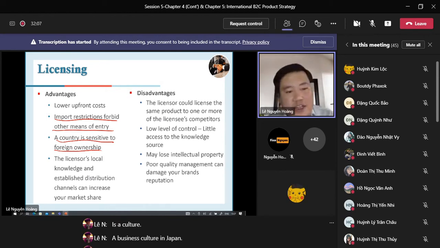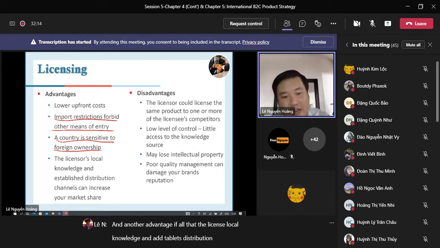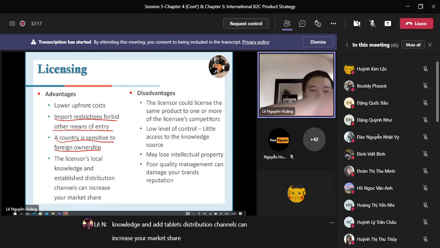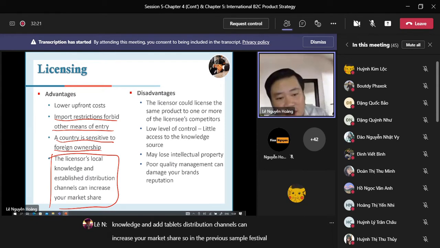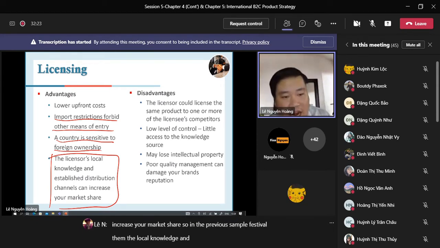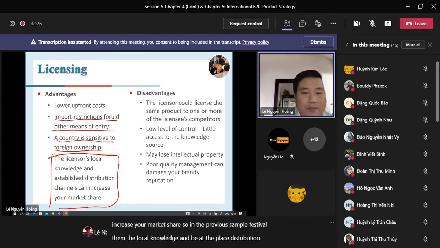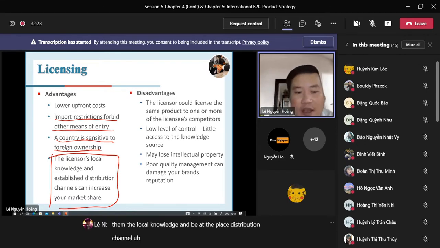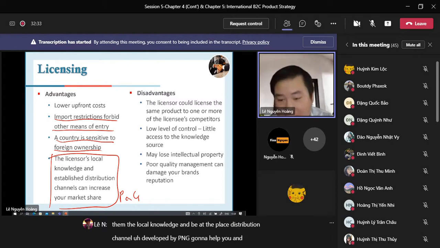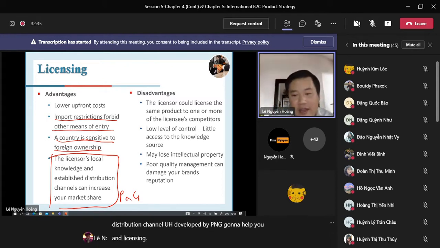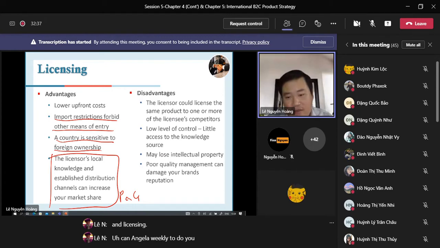Another advantage is that the licensor's local knowledge and established distribution channels can increase your market share. So in the previous example, the local knowledge and the established distribution channel developed by P&G mean that you as licensee can enter the US market easily without any problem.